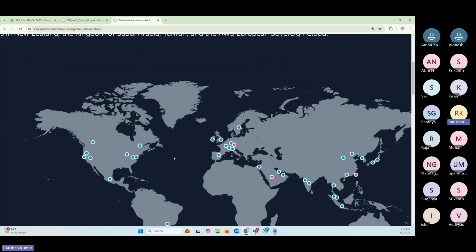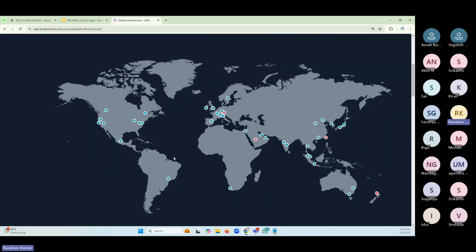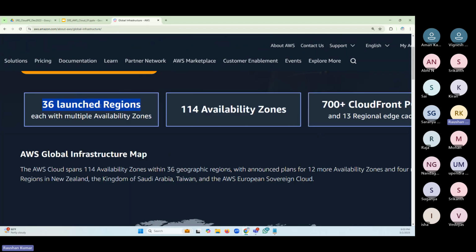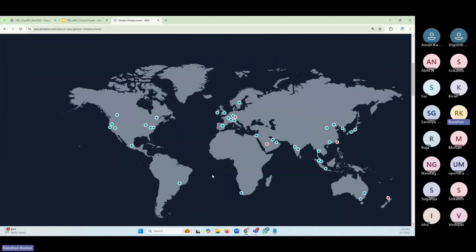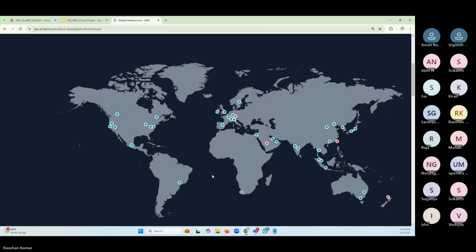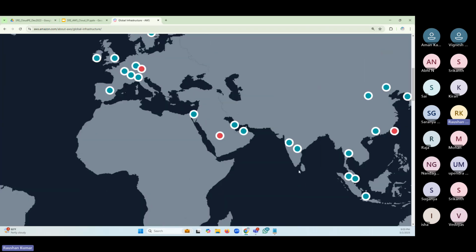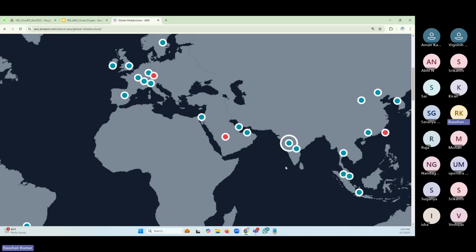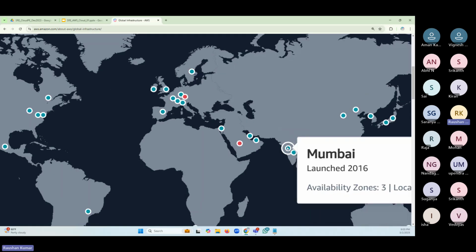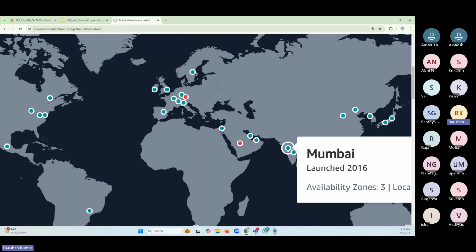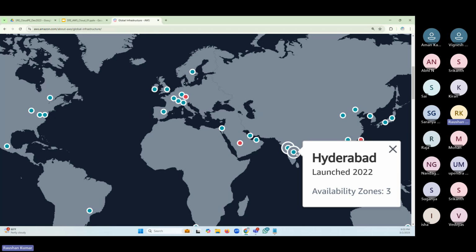This is the presence, friends. What I'm showing you are the AWS launch regions, 36. The red ones are coming soon. In each region, they have got multiple data centers, multiple AZs. In India, they have two regions, one in Mumbai, one in Hyderabad. In Mumbai, they have 3 availability zones. In Hyderabad, also 3. Usually, they have 3 availability zones. 3 data centers in Mumbai.